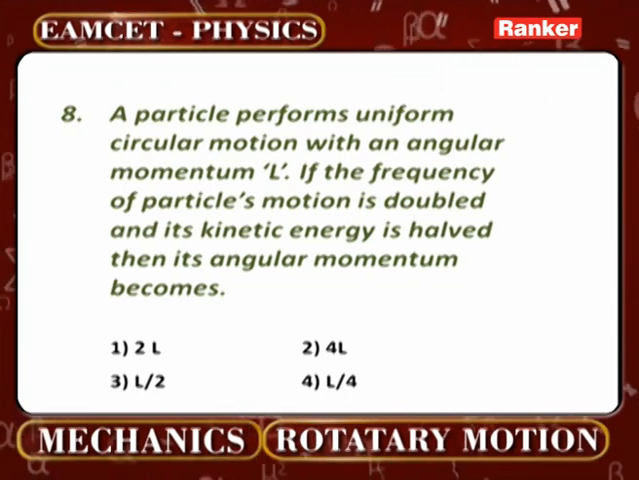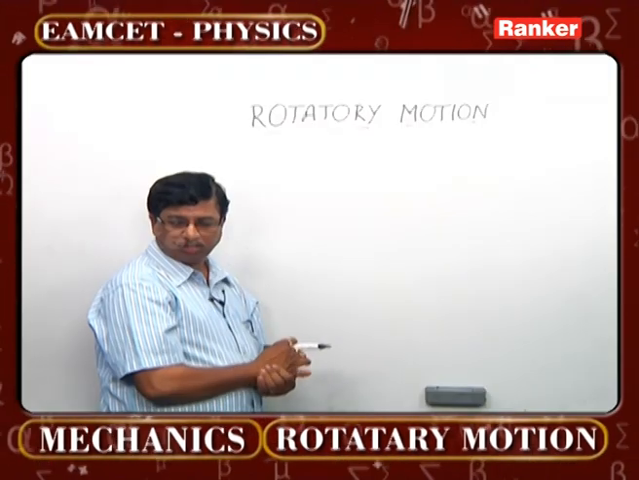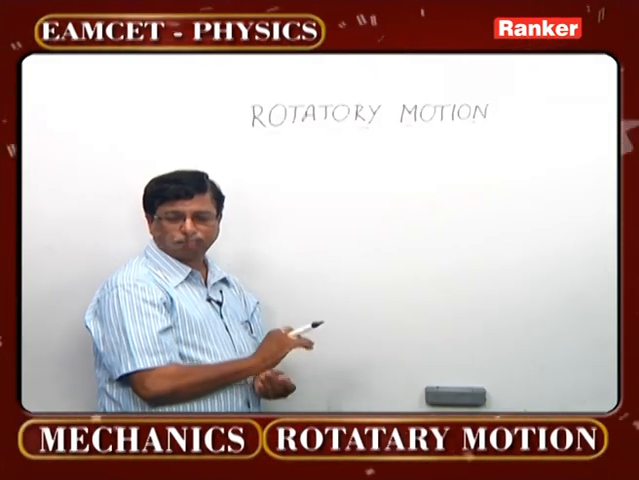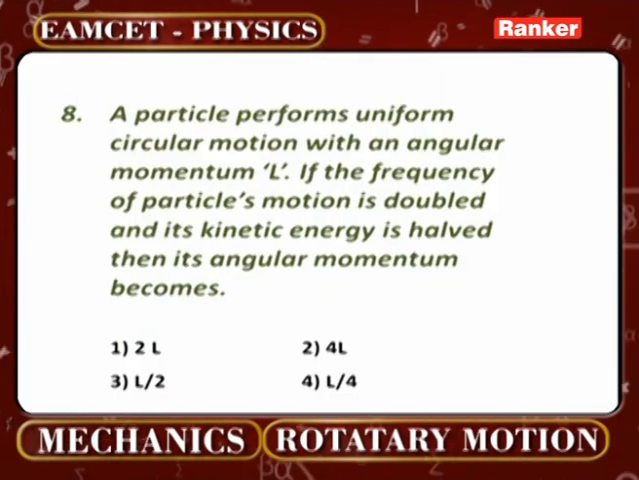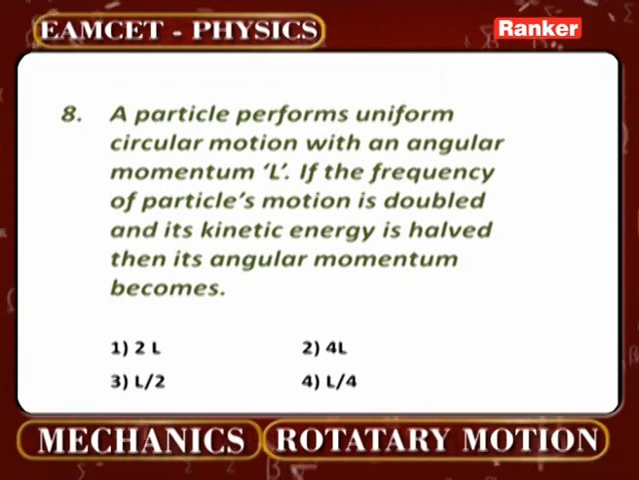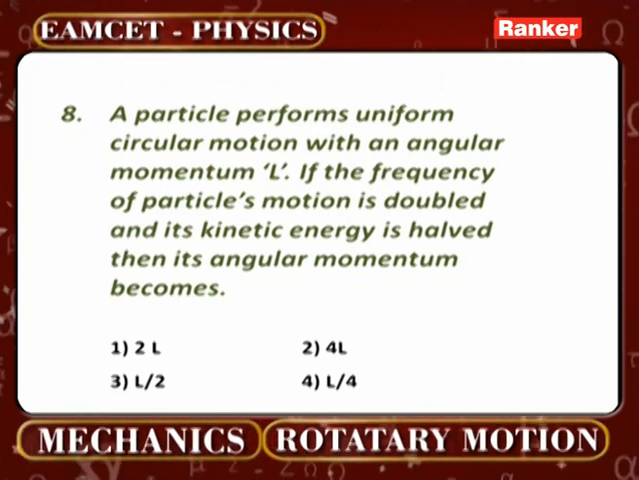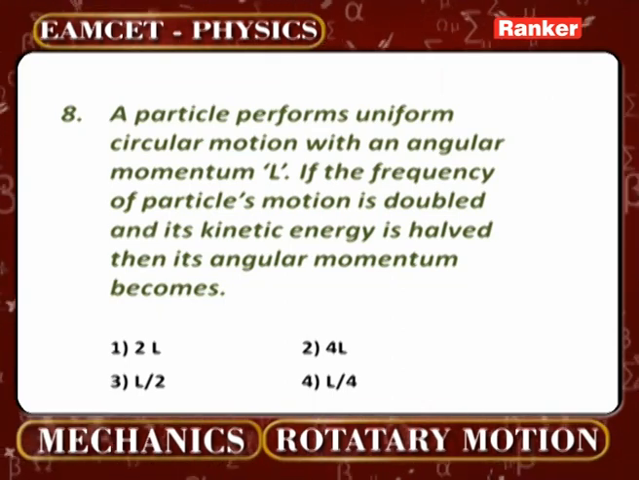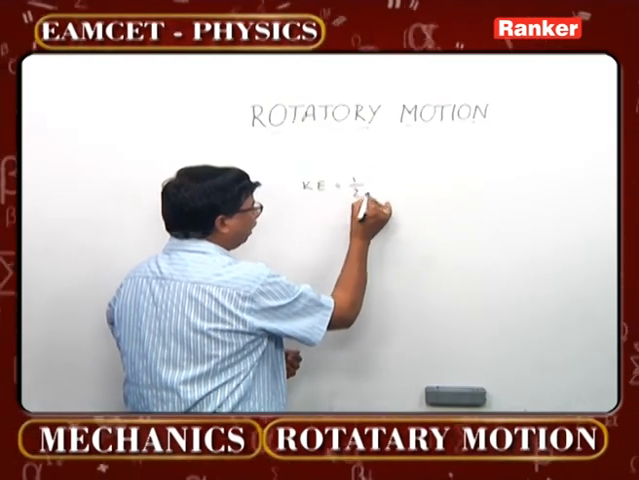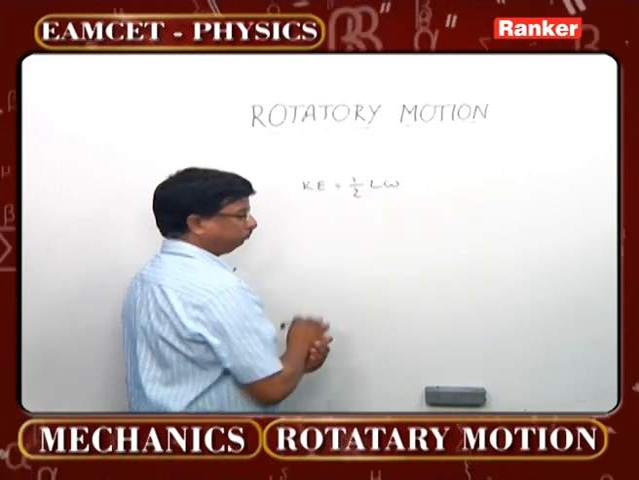One point we need to remember here. What are the options given? You just look at them first: 2L, 4L, L by 2 and L by 4, these are the 4 options given. Now if you look at this one, angular momentum is L, frequency has been doubled and kinetic energy has been made half.